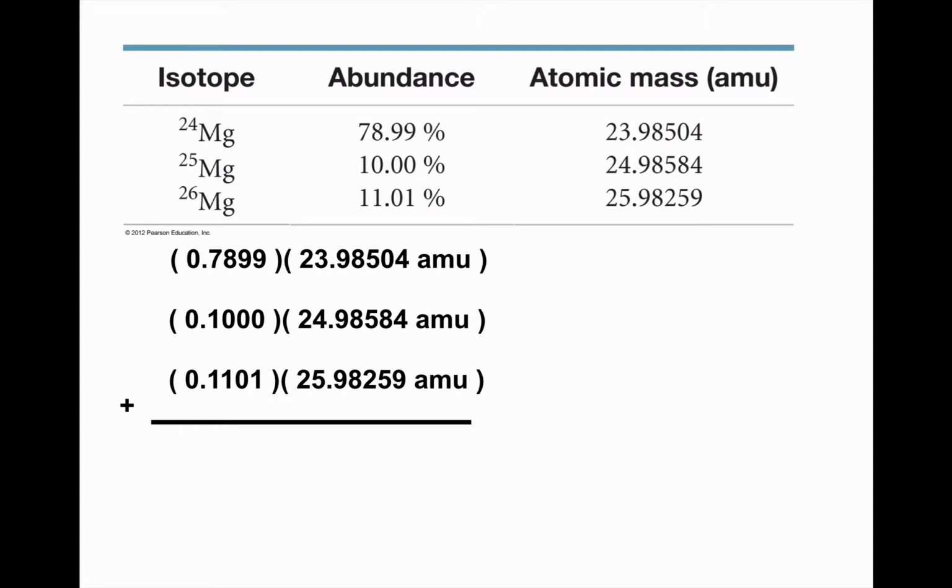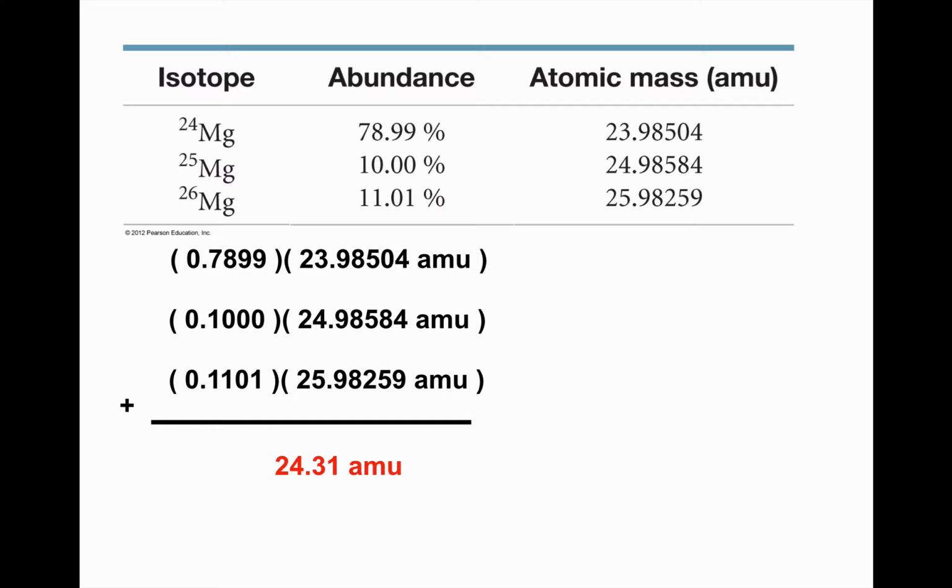Now, looking at my sample, it's almost 79% magnesium-24. So my expectation is that when I do the weighted average, my answer is going to come out closer to magnesium-24 than magnesium-26. And lo and behold, it is closer to magnesium-24 than magnesium-26. That's the weighted average. Grab a sample, and this is what it's going to weigh.